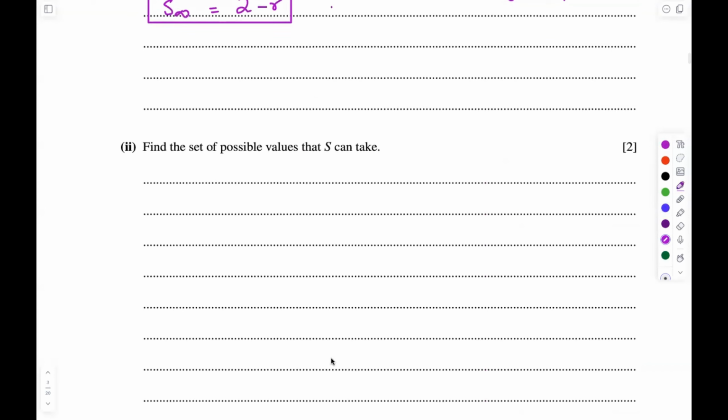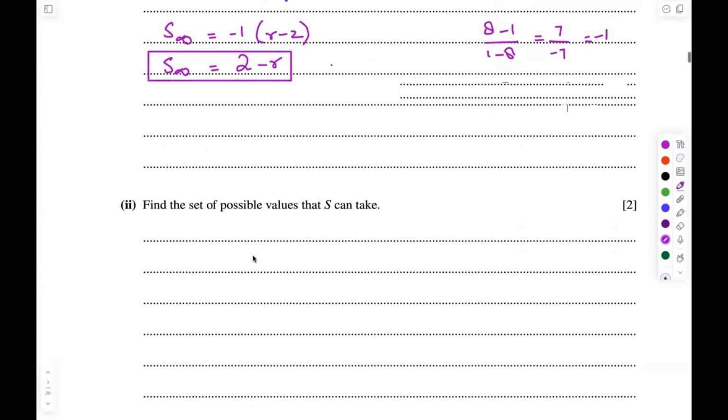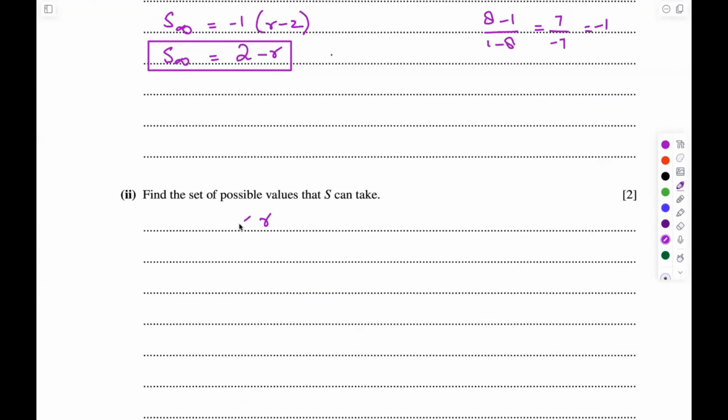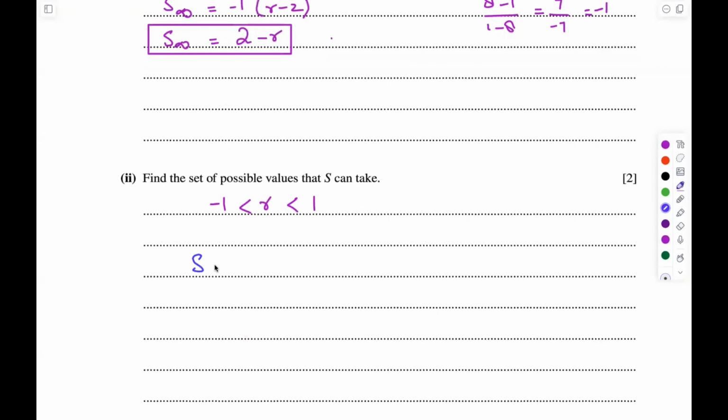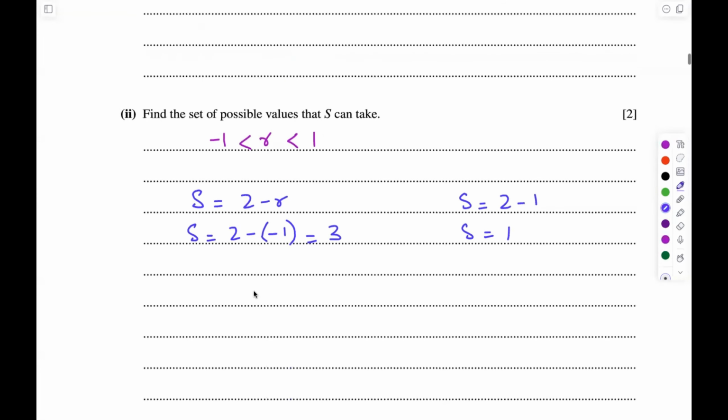In part 2, it says find the set of possible values that s can take. Now, a sum to infinity exists when the common ratio is greater than minus 1 and less than 1. So as s is equal to 2 minus r, we can take the value of r as minus 1. So 2 minus minus 1 will become 3, and taking r equal to 1, that will be equal to 1. So the values of s will be greater than 1 and less than 3.